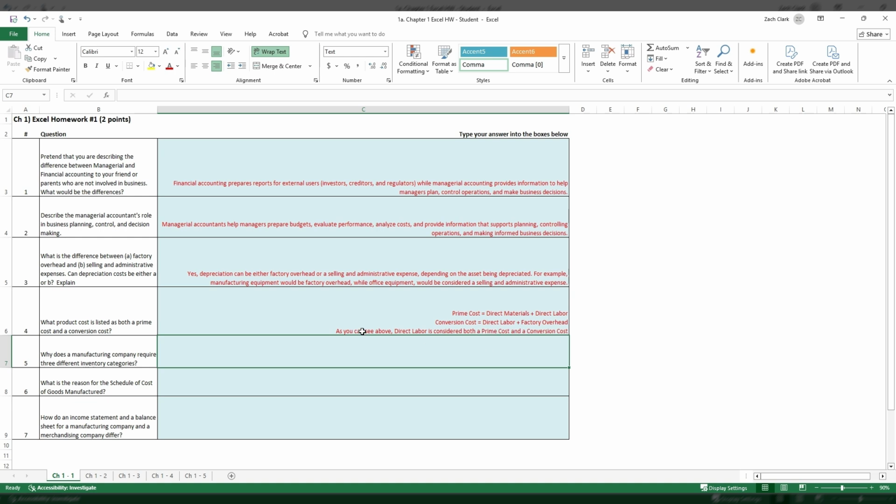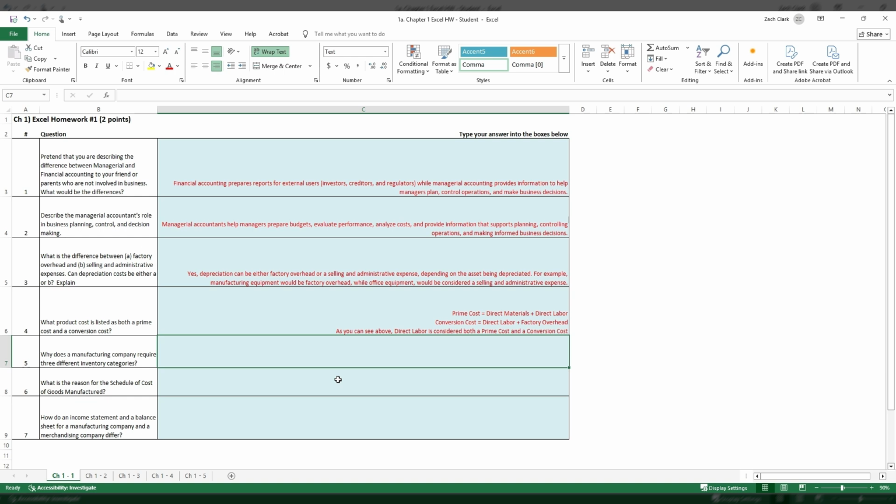Okay, question number 5. Why does a manufacturing company require 3 different inventory categories? And the answer here really ties into an introduction to this process and this information flow from an accounting perspective for a manufacturer. What we're going to try to capture in having these 3 different inventory categories is what state is the product in at any given point in time, right? Because we're not buying the products, so they don't come finished. If we're a manufacturer, we're making the products.